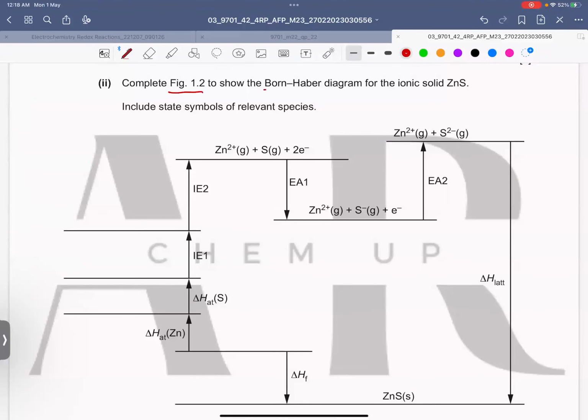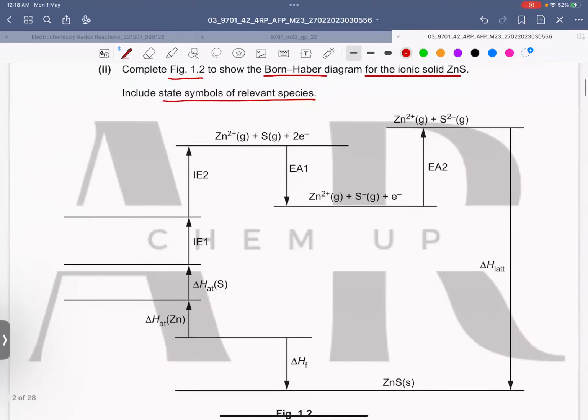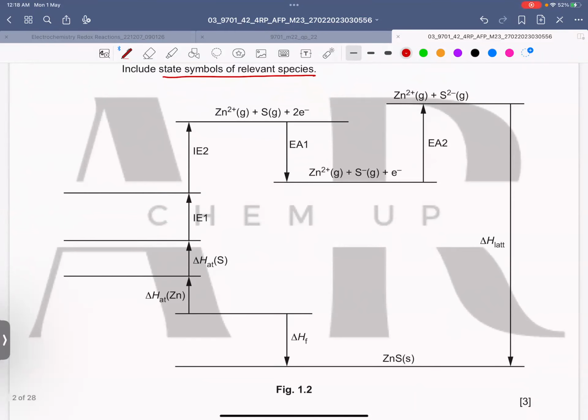Complete figure 1.2 to show the Born-Haber diagram for the ionic solid zinc sulfide. Include state symbols of the relevant species. Okay. So if you see over here, they have mentioned the enthalpy change of formation and the reactants are missing. We have the product, which is 1 mole of an ionic compound. If you recall, enthalpy change of formation is the enthalpy change when 1 mole of a compound is formed from its elements. So here we would mention elements.